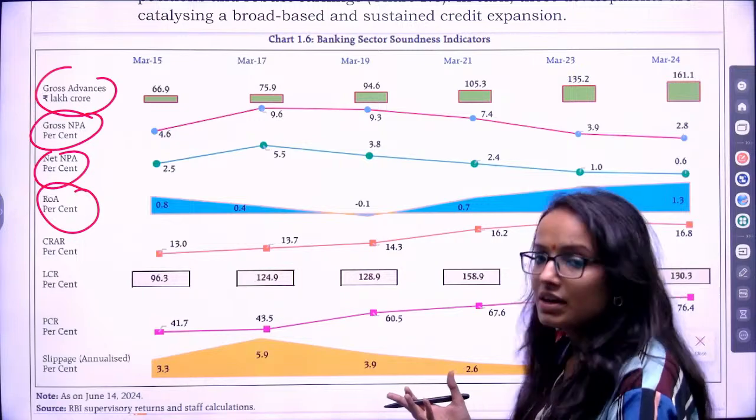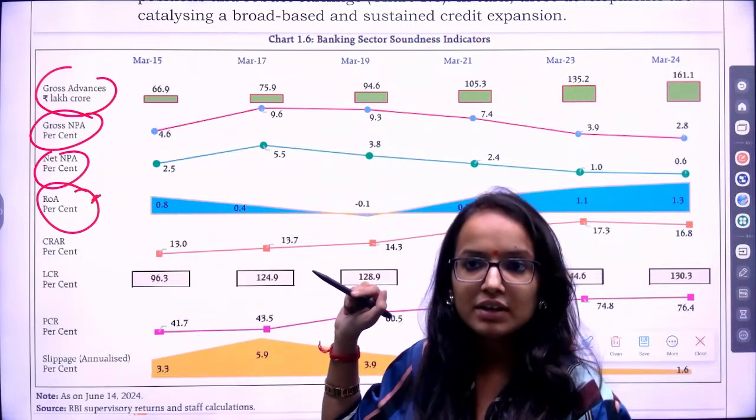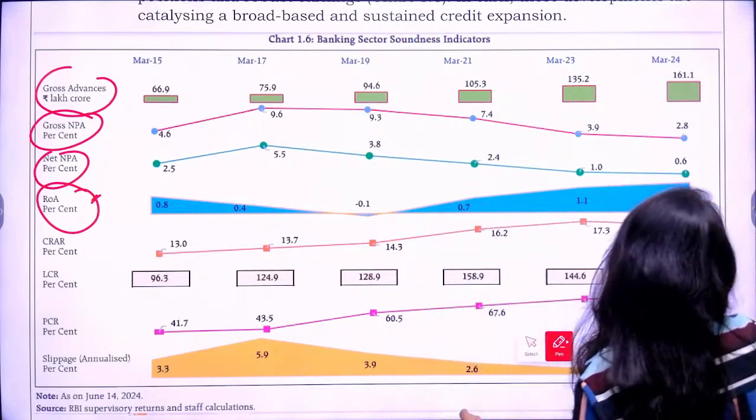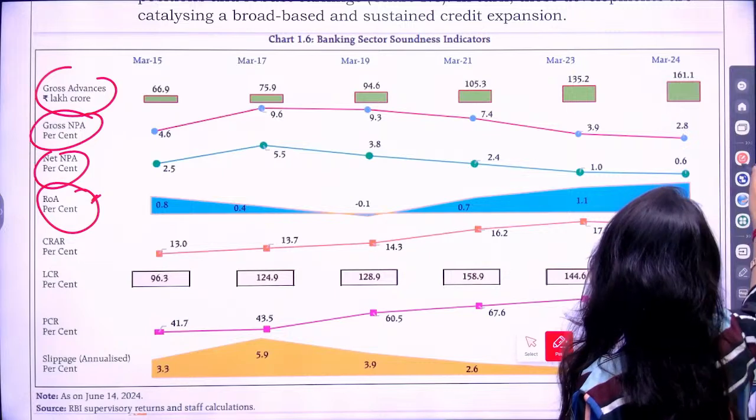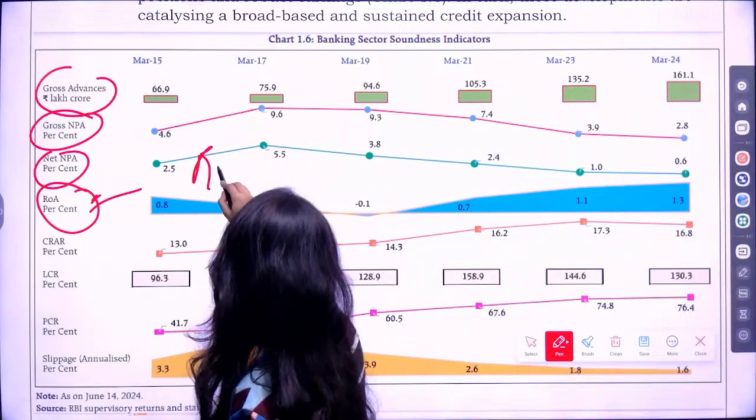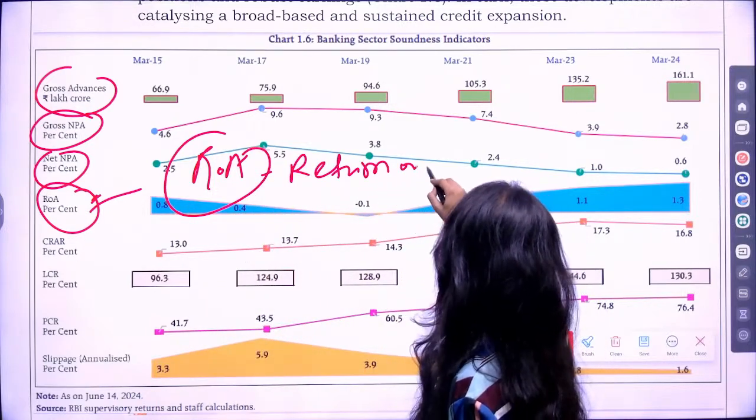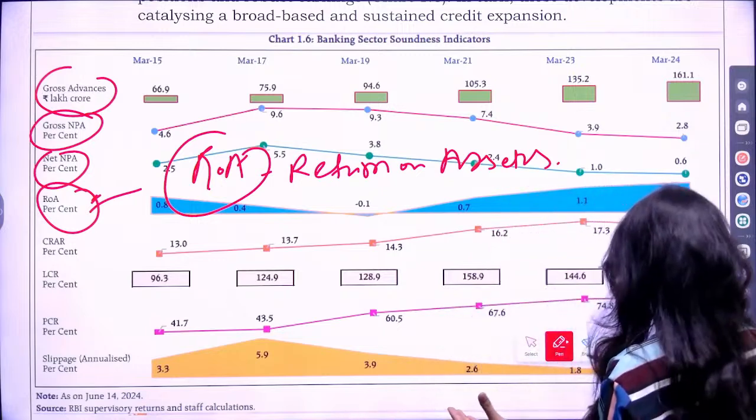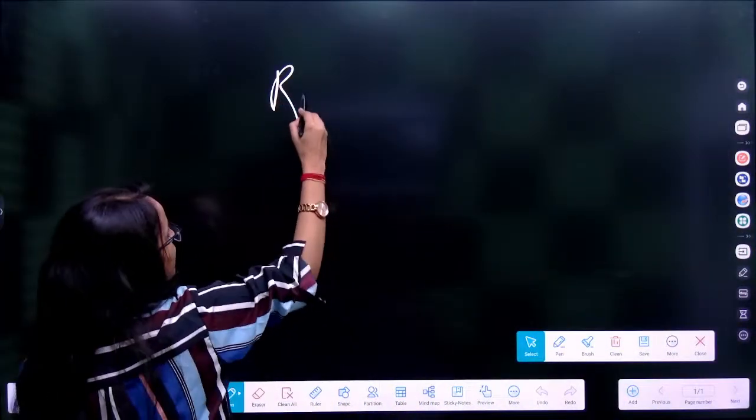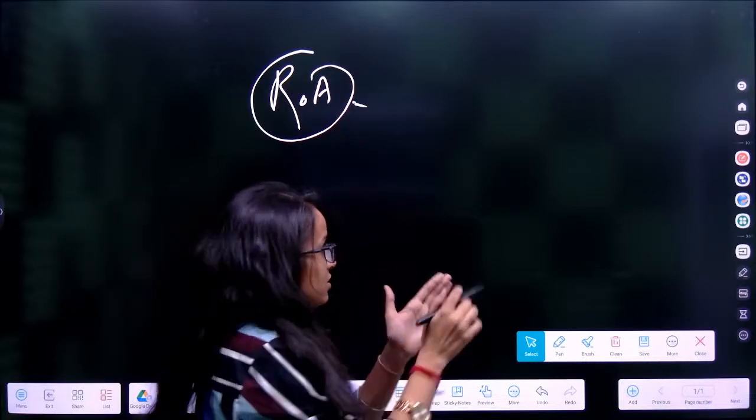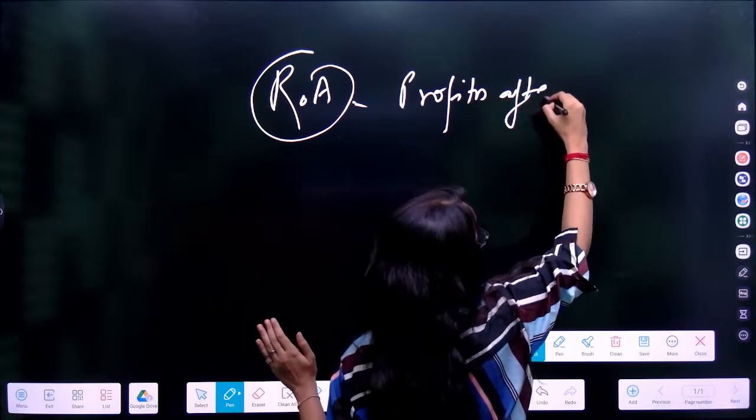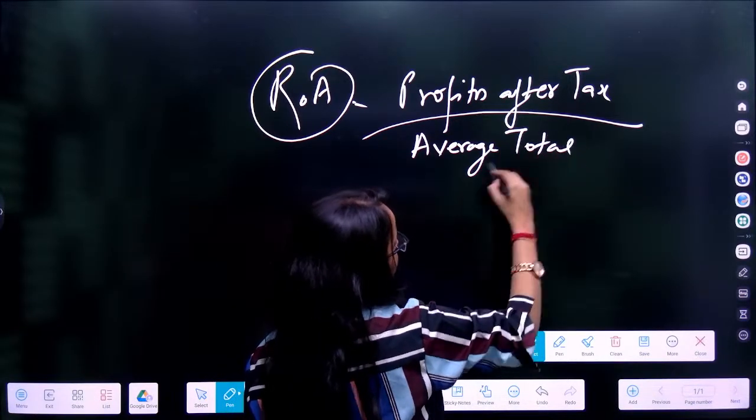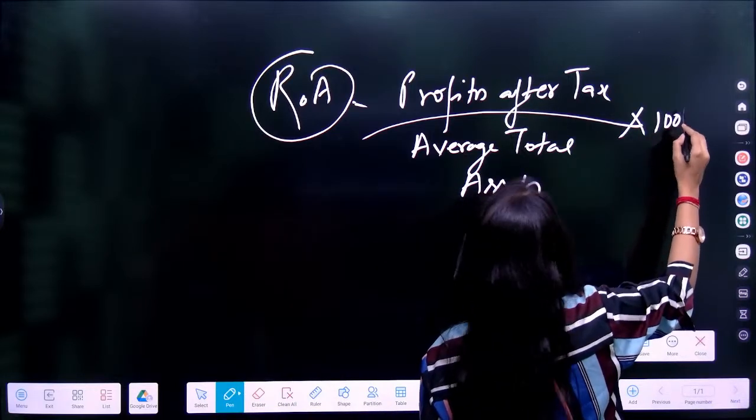Okay, so what will be the formula for this? Return on assets. We have discussed these terminologies in the RBI annual report as well, right? So what is ROA? It is return on assets, the profitability of your assets. But what is the exact formula? The exact formula would be ROA, return on assets, equals your profit after tax divided by average total assets, into 100. Okay.